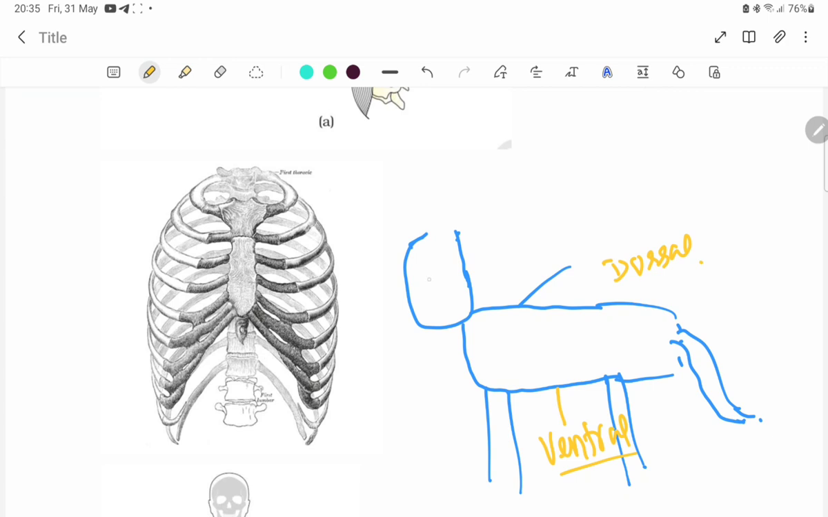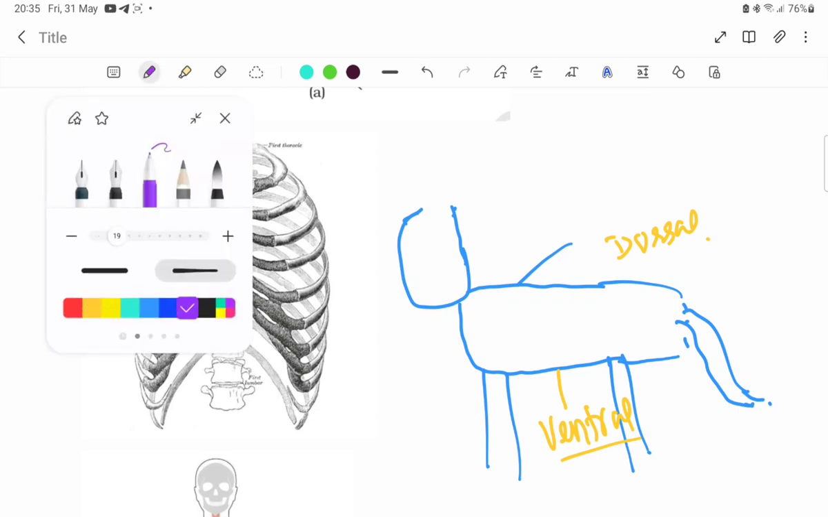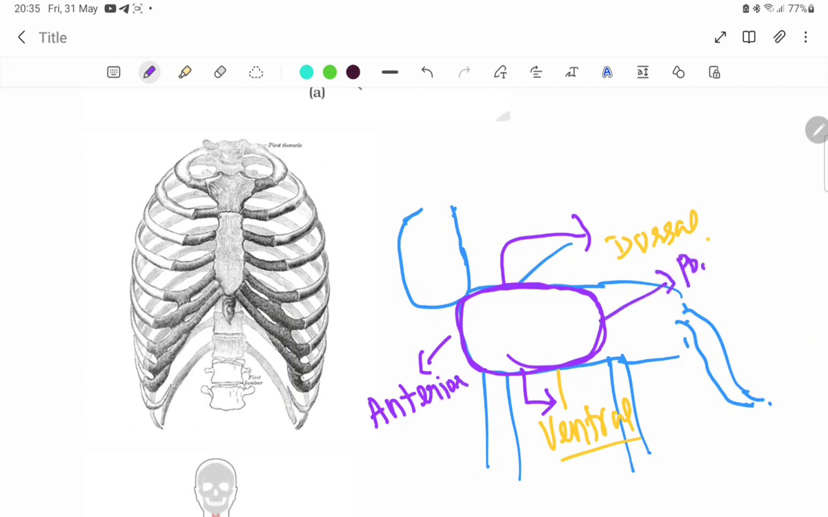This is the tail of the body, and this is the head part. Head is always present in the front side, isn't it? So for this 4-legged animal, I'm going to draw the thoracic chamber now. Here only the thoracic cavity will be there. In this thoracic cavity, this part is called the dorsal part and this part is called the ventral part. What is this part called? It is in front of the body, isn't it? So the front part is always called anterior, and this is the end of the thoracic chamber, so this part is called posterior.